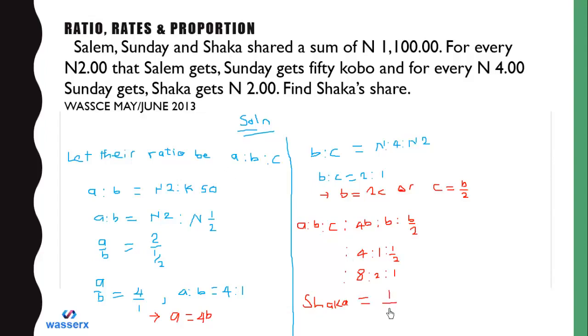So that ratio that corresponds to Shaka is 1. So Shaka's share is 1/11, which is the total ratio, times 1,100 naira, and this will give us 100 naira. So Shaka's share is 100 naira.